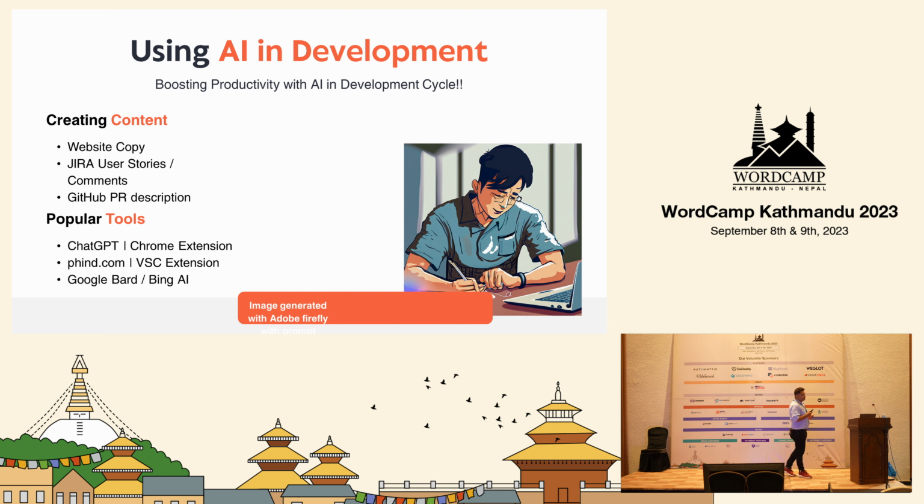For content creation, the popular tool that is available right now is definitely ChatGPT. It also has some official and unofficial Chrome extensions, and there is Find.com. I'm going to use Find.com in some of the examples in my demo, because it is a free tool and it allows you to test the ChatGPT 4 model as well. So this is also a good option. It also has a VS Code extension that you can install and try out, and there are Google Bard, Bing AI, and other tools as well. So these can be used for content creation.